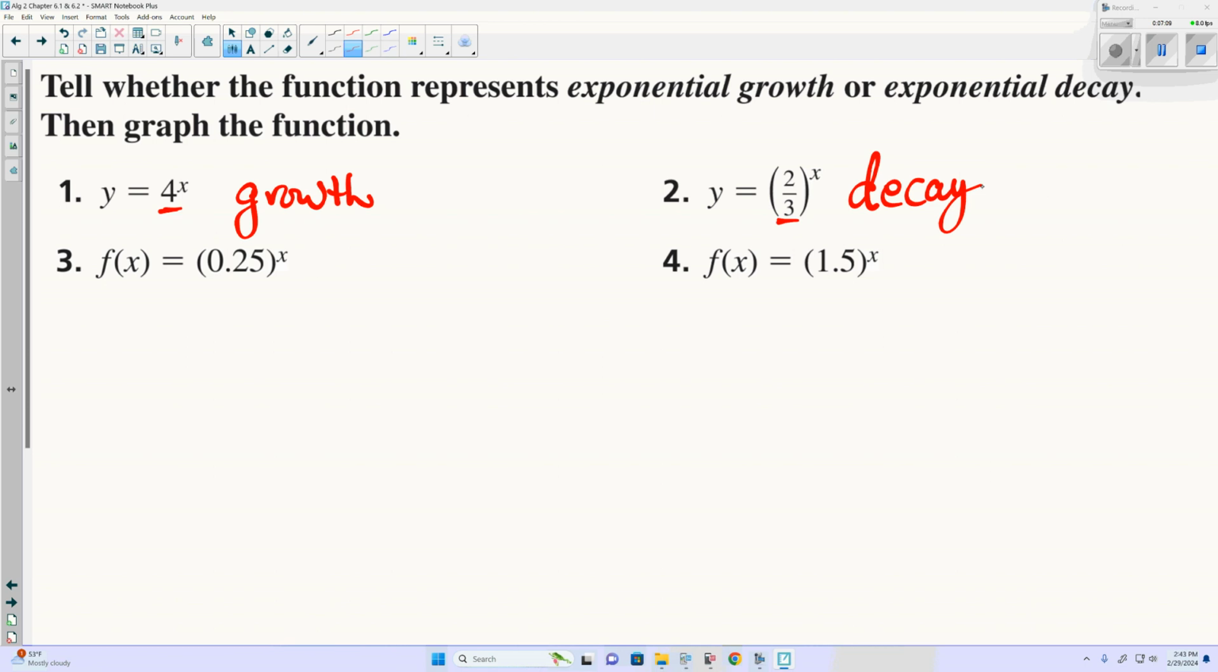Number 3, f of x equals 0.25 to the x. It is decay because 0.25, our base, is between 0 and 1. So it would be decay. And our last one, f of x equals 1.5 to the x. Growth, because 1.5 is greater than 1.